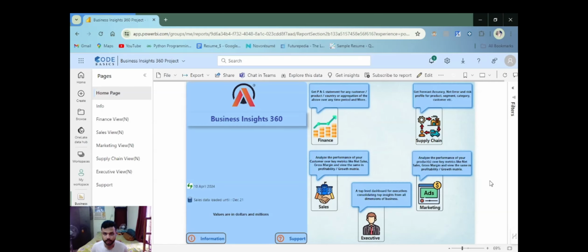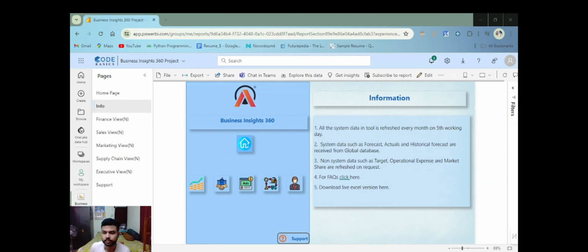So let's get started with our Power BI dashboard. As we are on the home page of our report, we can see we have a brief introduction about our report. And here are some data: our last refresh date was 10th April 2024, our sales data is loaded until December 21, and all the values used in our report are in dollars and millions.